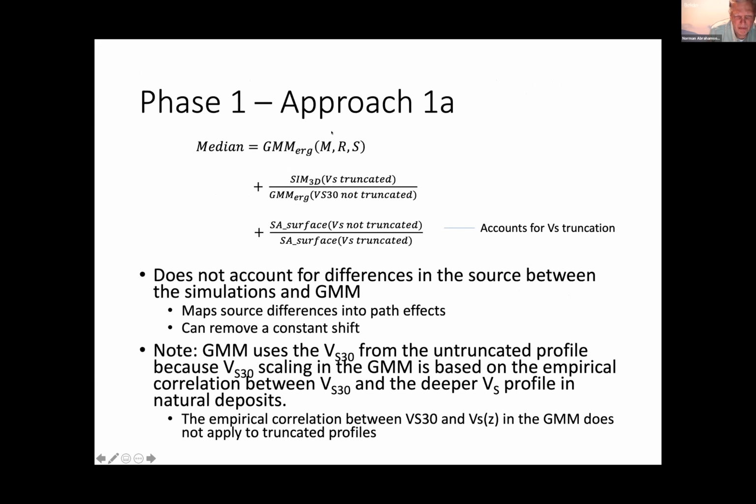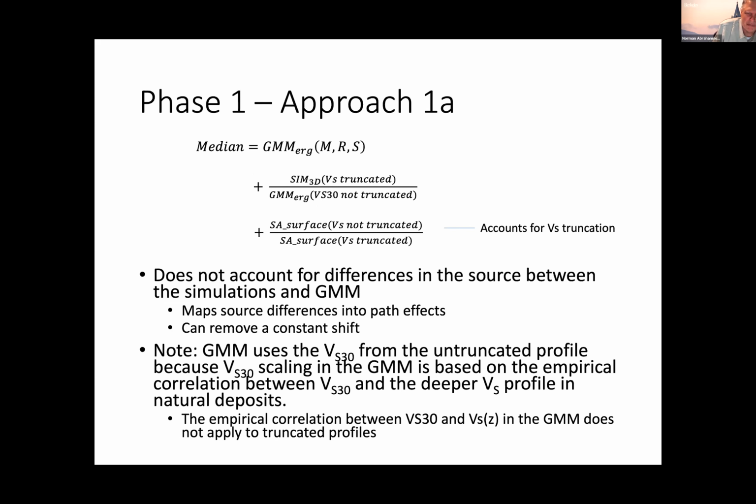We could start with our ergodic ground motion model, and then look at the ratio of our 3D simulations with that truncated profile over our ergodic ground motion model with a non-truncated profile. We can't put truncated profiles into the ground motion model because the VS30 scaling is not a fundamental physical behavior of site amplification. It's an empirical correlation with the deeper VS profile that controls the amplification, and that empirical correlation is from the surface, not from a truncated profile. So it doesn't work to plug truncated profiles into the ground motion model.